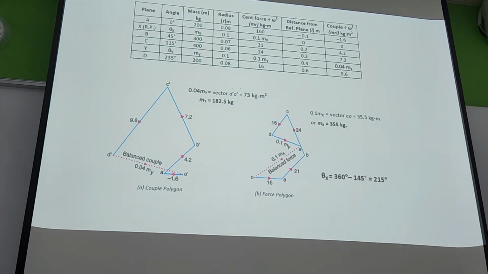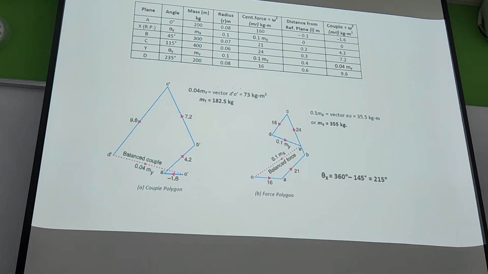Okay, then the orientations of the planes are given, the masses are given, and the radius is given for all the planes. Wherever we do not know, for example plane X, we don't know the angle, so we write theta X. For the mass of plane X we don't know, so we write mx. Similarly for Y, we don't know the angle for plane Y and also the mass Y. The radius for all the planes is given, so similarly you calculate the mr, mass into radius.